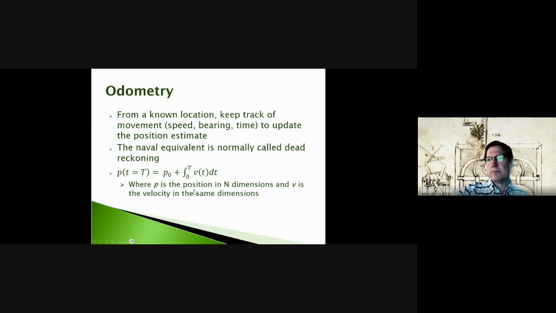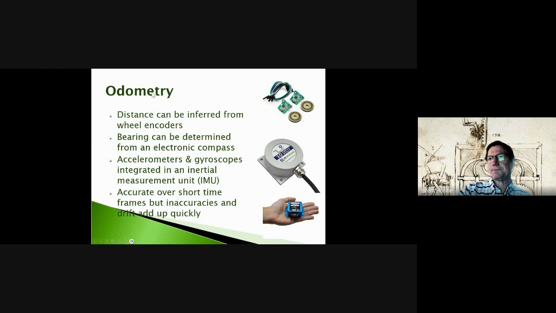So what are the implications of this? We need to be accurate at measuring or implementing our speed, bearing, and our time. If we have any errors, they may accumulate. All right, so how can we do this?